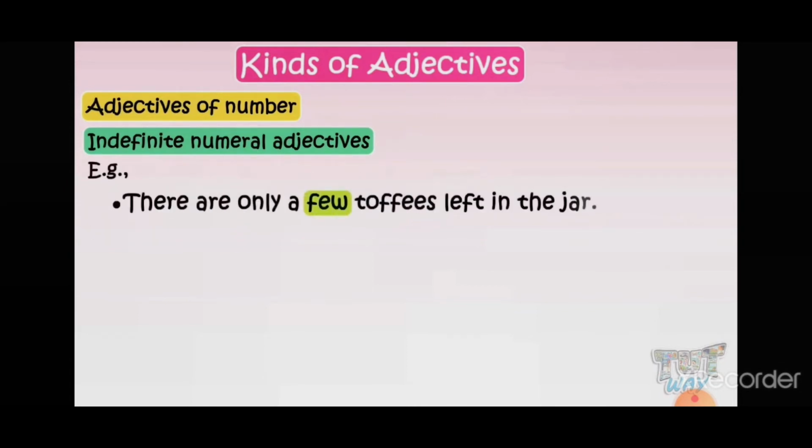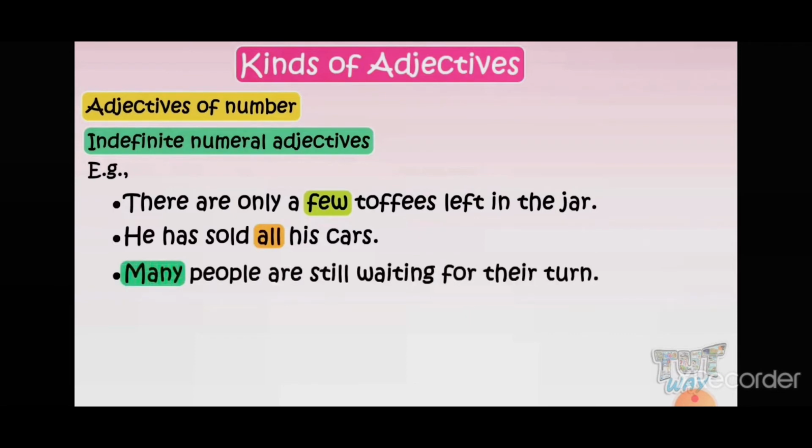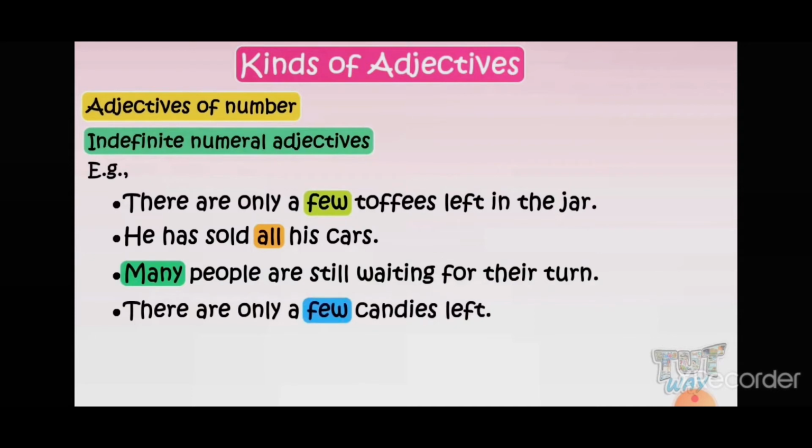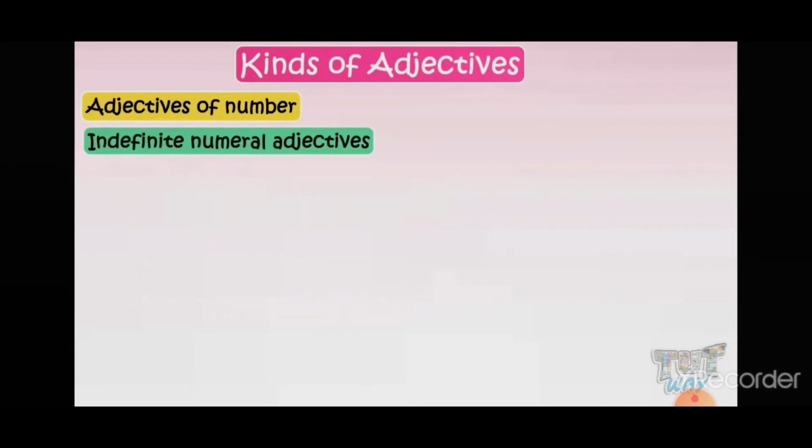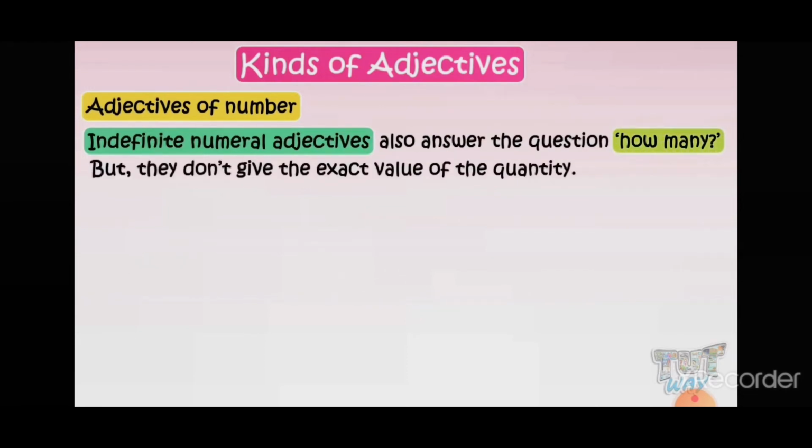For example, there are only a few toffees left in the jar. He has sold all his cars. Many people are still waiting for their turn. There are only a few candies left. Indefinite numeral adjectives also answer the question, how many? But they don't give the exact value of the quantity.